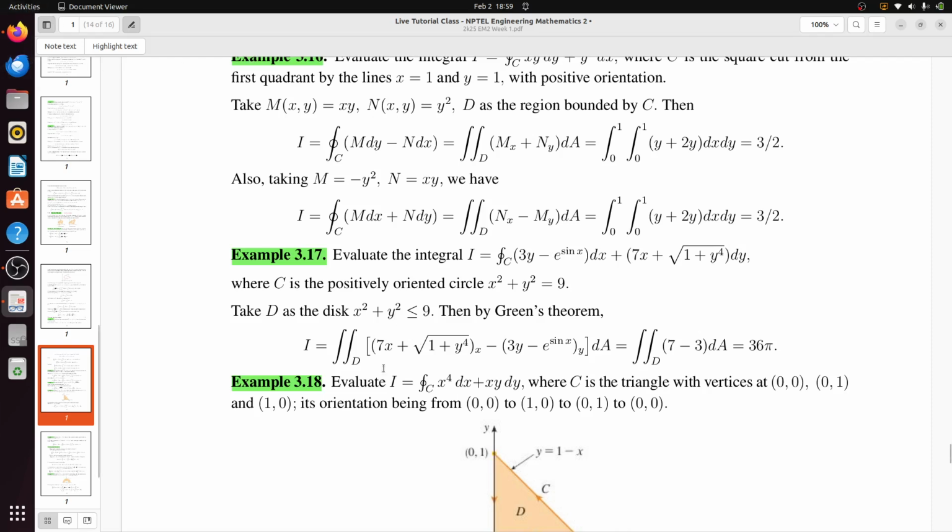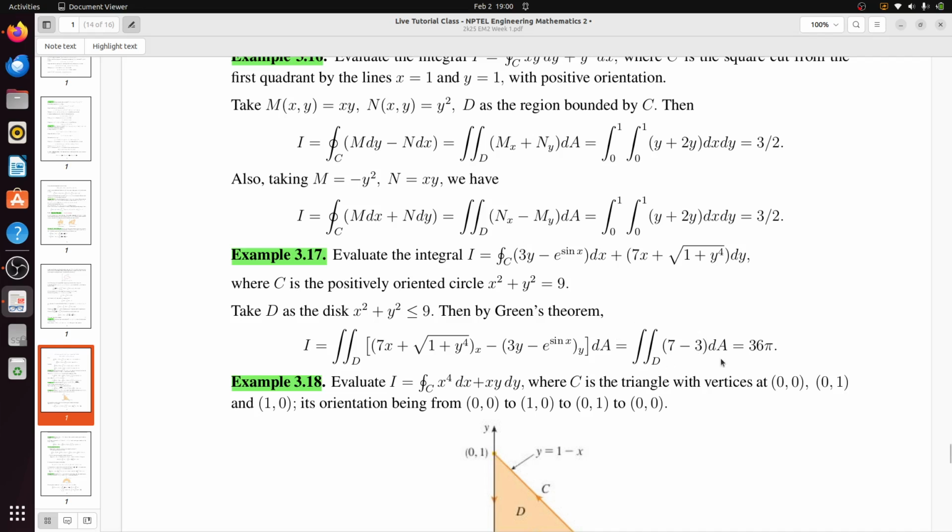How will it vanish? See, it is 7x plus square root of 1 plus y square. So you have M dx plus N dy. How will you write it? As del N del x minus del M del y, then surface integration. What is del N del x? You take the partial derivative with respect to x of this term, so you get just 7. What is the partial derivative of M with respect to y? Just 3. So 7 minus 3 is 4.